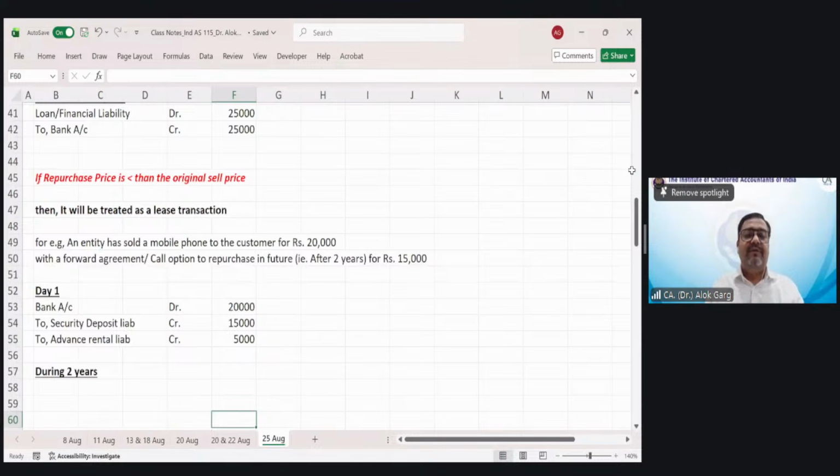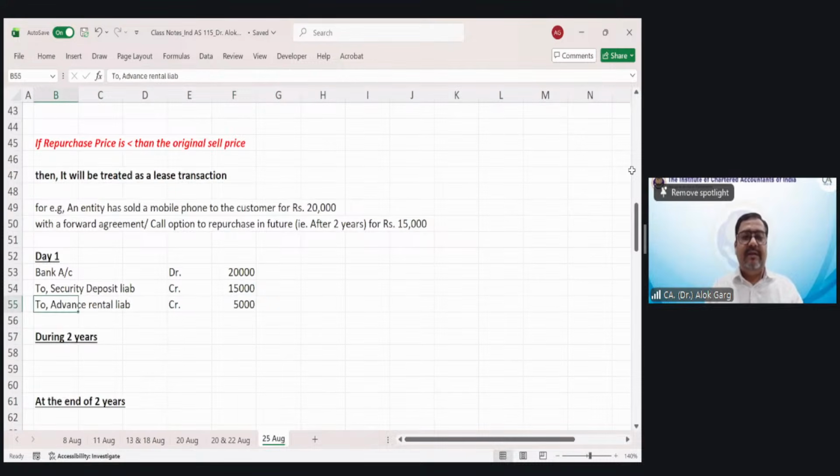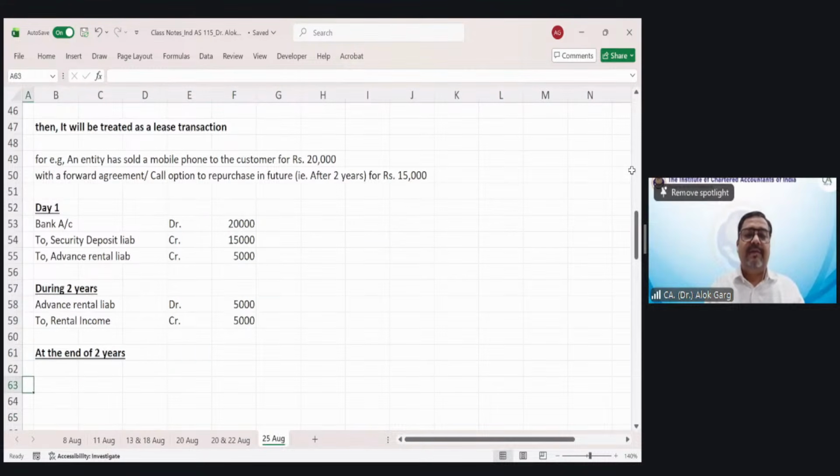What happened over the period of 2 years? Advance rental liability debit. And to rental income credit. Lease income or rental income credit. Right? 5,000 rupees. At the end of the 2 years, what will happen? Deposit liability will be debited and money will be repaid. The mobile phone has to be recovered back.